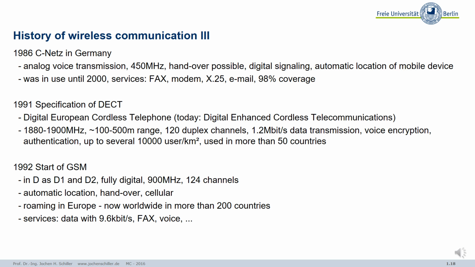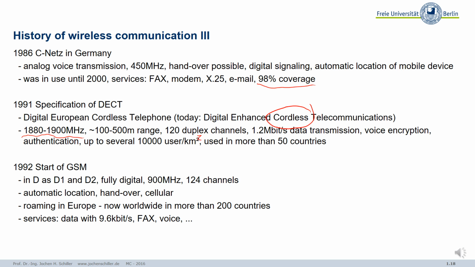Okay, then, but still, the time was not there for a pure digital system. There were the C-nets in Germany, still analog voice, but digital signaling, and at least 98% coverage, fax, modem services. We had the specification of the digital cordless telephone standard, the cordless telecommunication standard still used today. That's for all the cordless phones operating, you see here, almost at 1900 megahertz. And a special feature there is that you can support many users per square kilometer, more than 10,000 users per square kilometer. So that's a special feature.